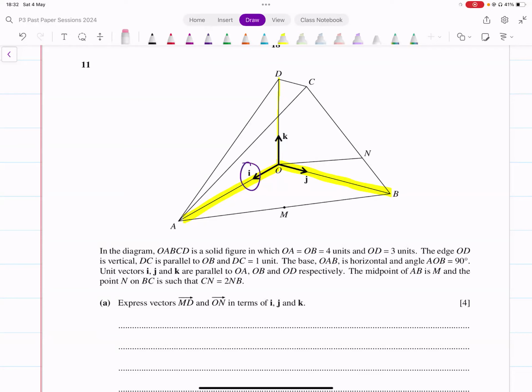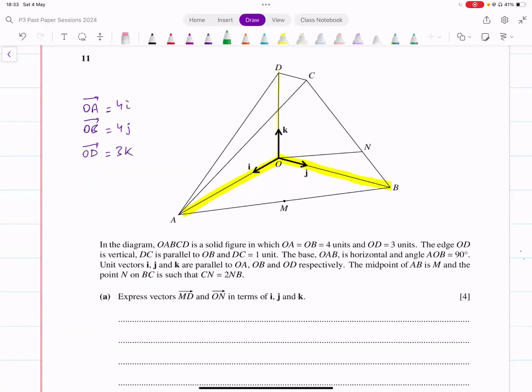OA has I direction, so you can say the vector OA equals 4 times I. I is the unit vector in this direction. If the length is 4, it becomes 4I. OB vector has a length 4 and direction J, so it becomes 4J. And OD vector has a length of 3 units and direction K, so that's 3K. These are the 3 vectors that we have. Now it says the edge OD is vertical.